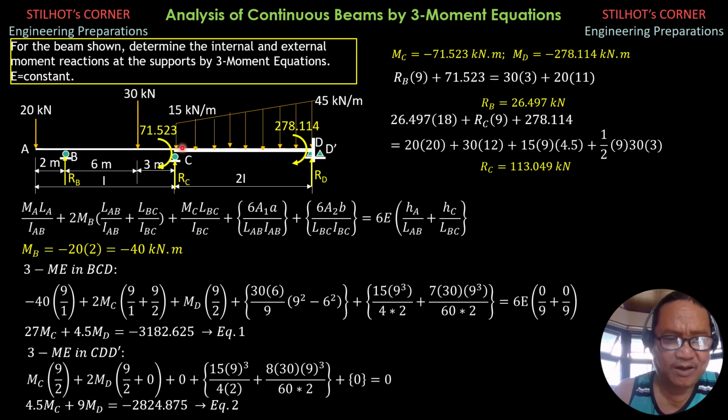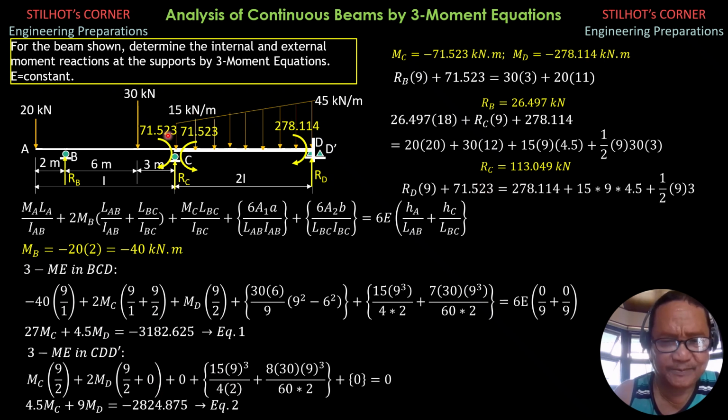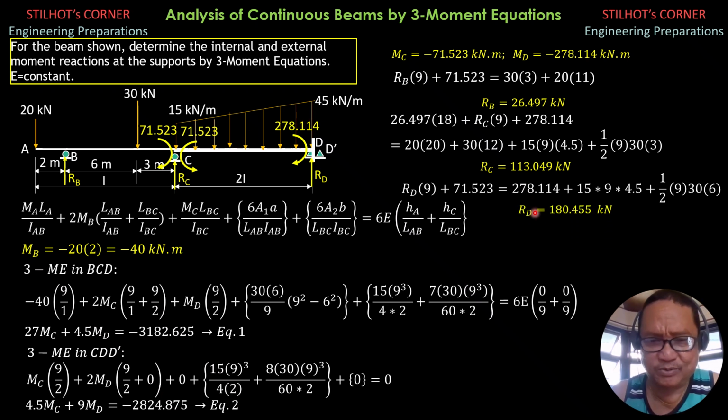Then finally for RD, we consider CD. So we now apply moment at C, which is now counterclockwise if we consider CD. Summation of moments about C equals 0, counterclockwise positive. So we have RD times 9 plus 71.523 equals 278.114 plus 15 times 9 times 4.5 plus 1/2 of 9 times 30 times 6. So computing for RD, RD is equal to 180.455 kilonewtons. So I just want you to check summation of forces in Y if it is 0.